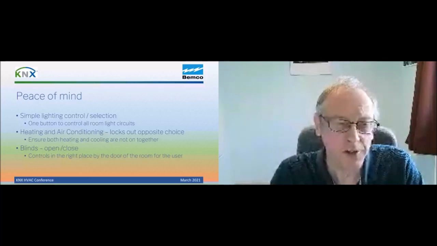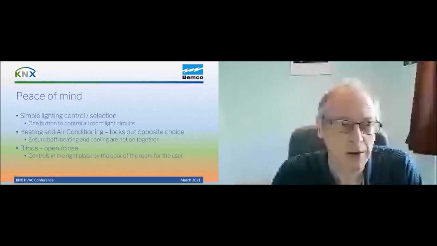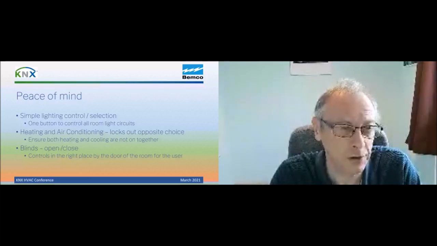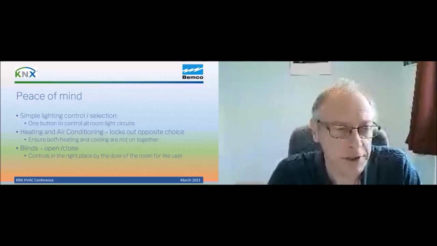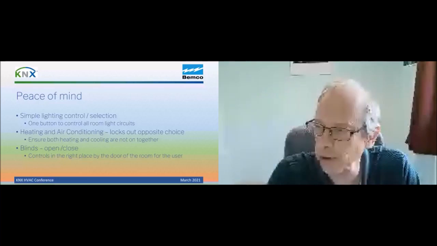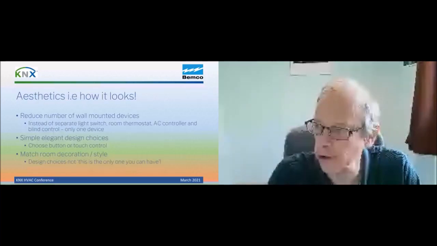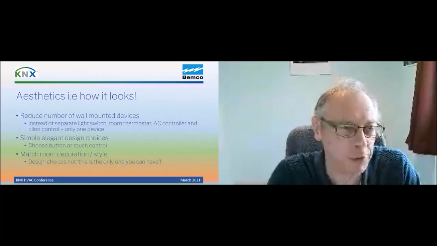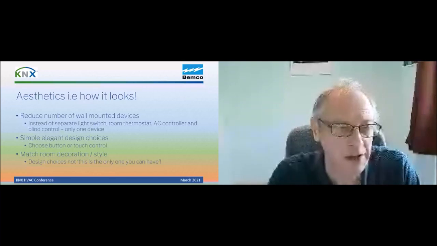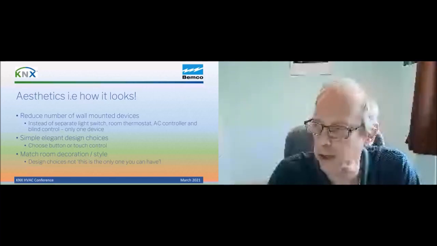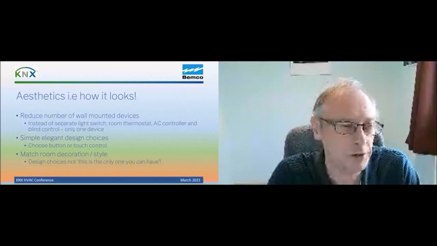Blinds, we want that control near the door where the user comes into the room, so he's got direct control of the blinds. All these different systems could mean that we could end up with a lot of wall-mounted devices to control the separate functions. Without KNX, we might have a separate light switch, separate room thermostat, a separate controller for the air conditioning, and a separate controller for the blinds. But KNX will allow us to put all those together into a single unit.